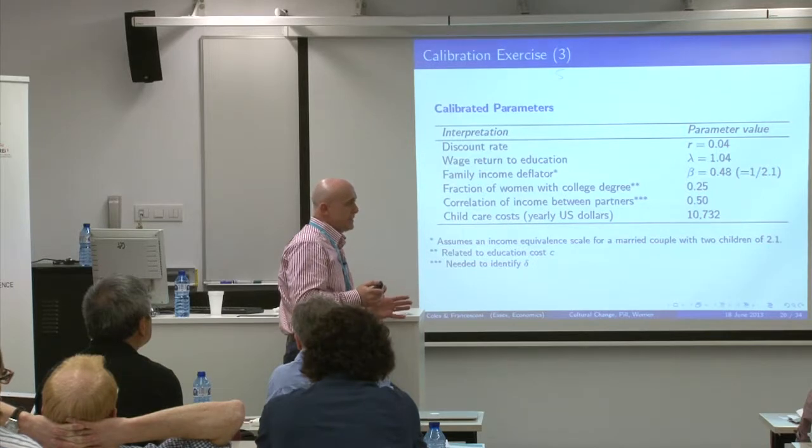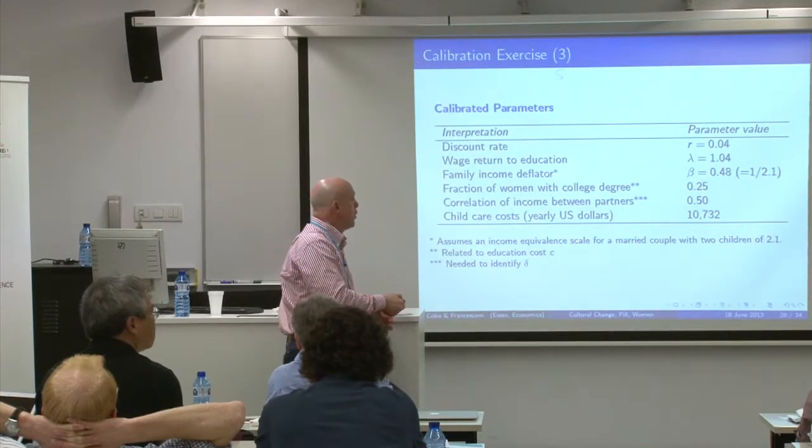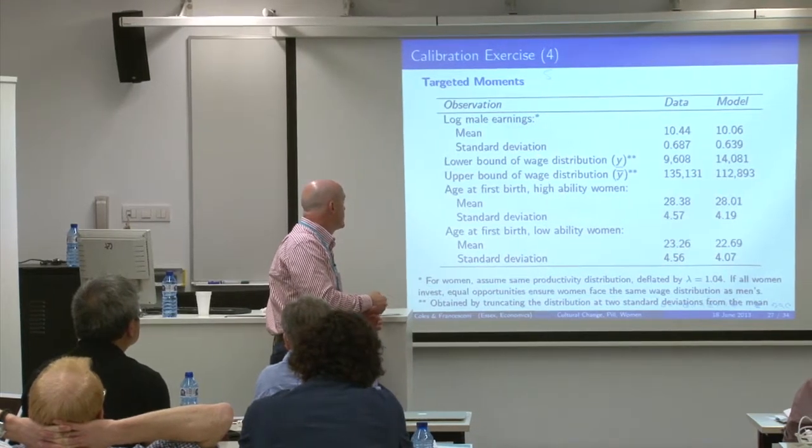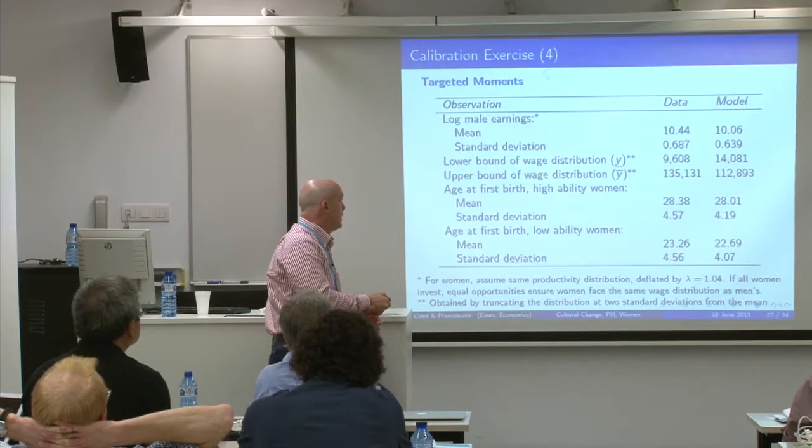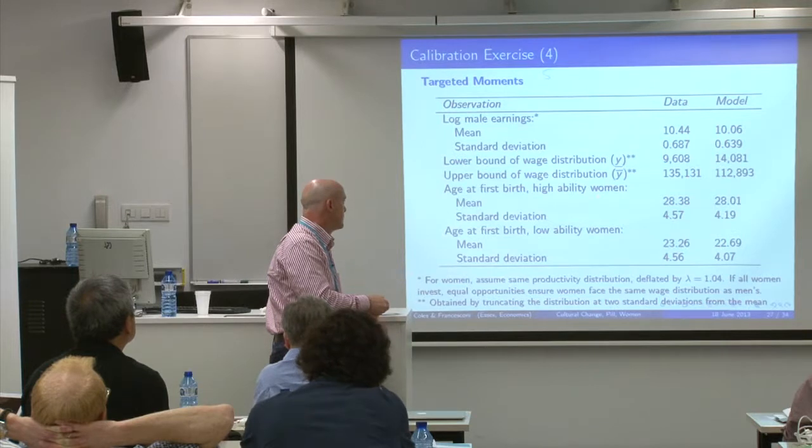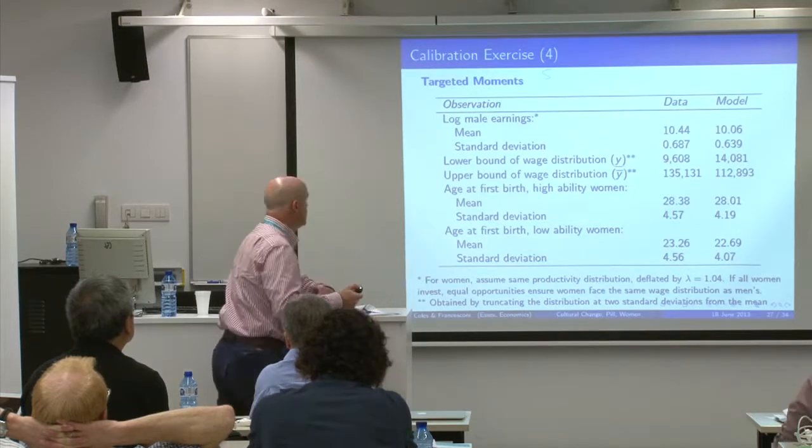As I say, this is very preliminary. We certainly have to play a bit more around with values here. We have done okay, although as you can see we're very much off on the log of male earnings by a bit. And we're doing much better on the age of first birth for high education and low education women. And we are okay with the standard deviation in the earnings distribution of males.